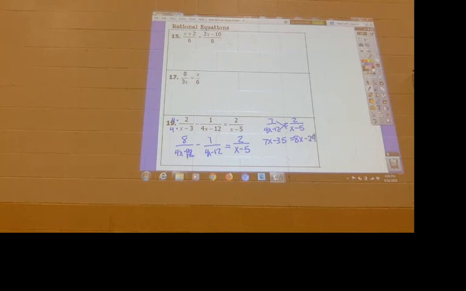I don't have any quadratics involved, so I just solve it. I subtract 7x, I get negative 35 equals x minus 24. Add 24, I get x equals negative 11. Negative 35 plus 24 is negative 11, and x equals negative 11.